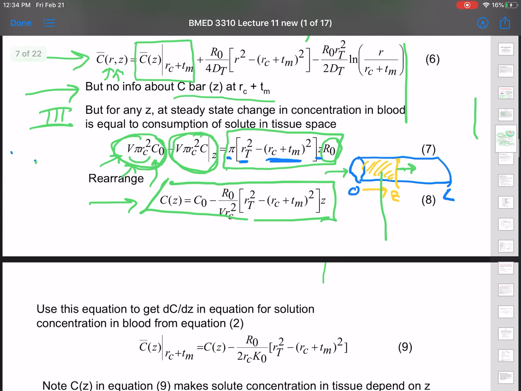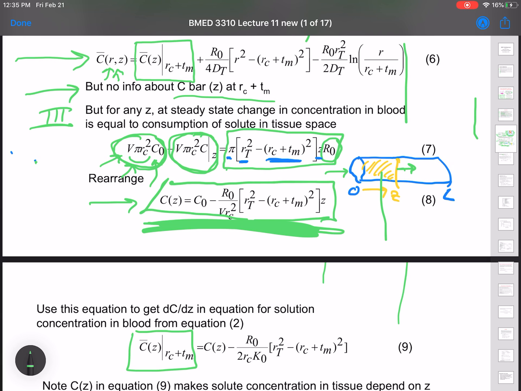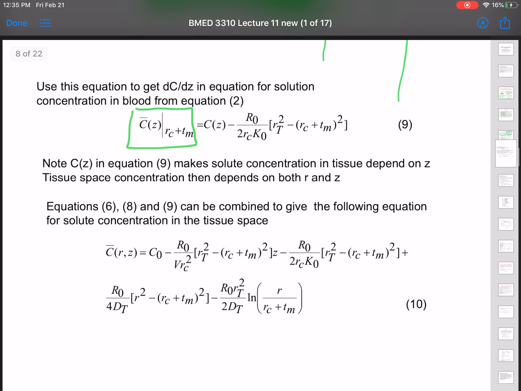So basically, this equation we're going to use to find the concentration in the tissue at the wall as a function of z. Okay, so once again, Dr. Bavency posted her notes for this, and I really suggest that you take a look at them.